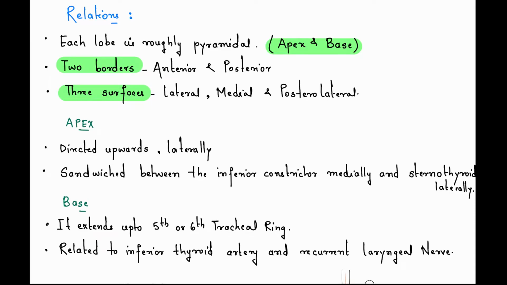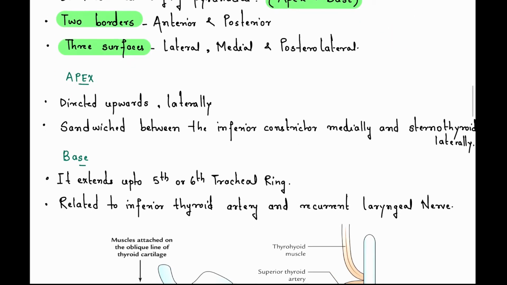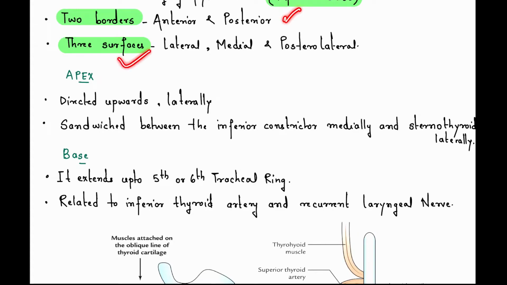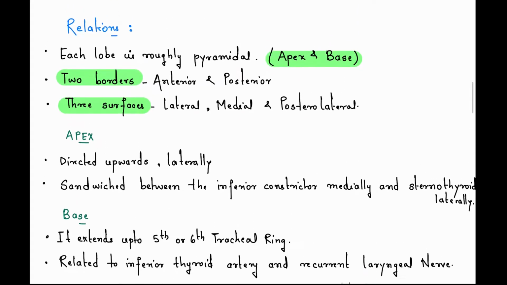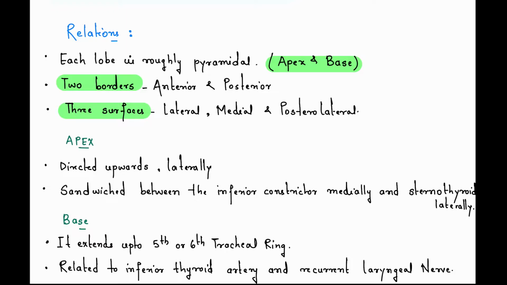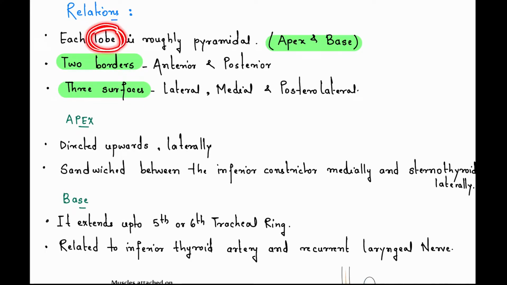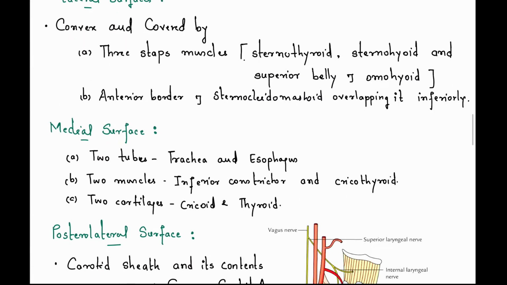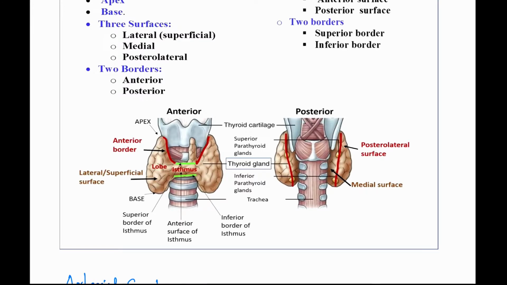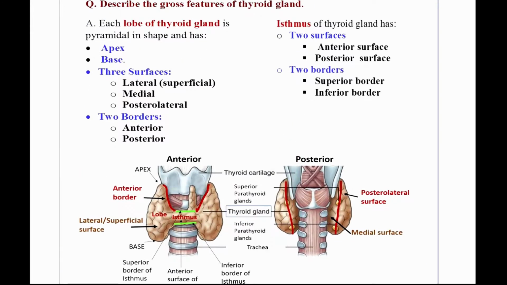Coming to relations, each lobe is pyramidal in shape, so there is an apex and a base, two borders, anterior and posterior, and three surfaces: lateral, medial and posterolateral. So you have to remember: apex and base, two borders, three surfaces. And I'm talking about the lobe, not the isthmus. The isthmus has two borders and two surfaces.